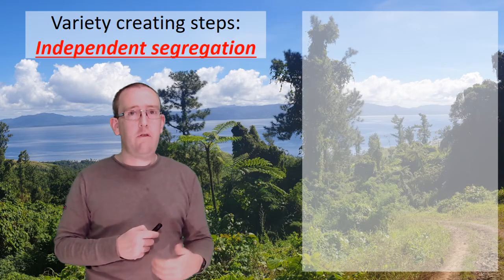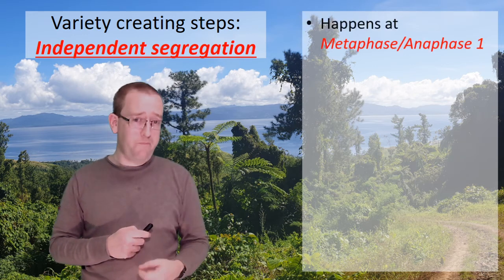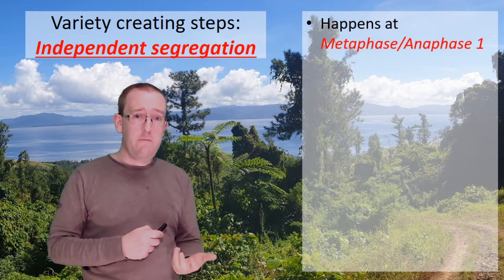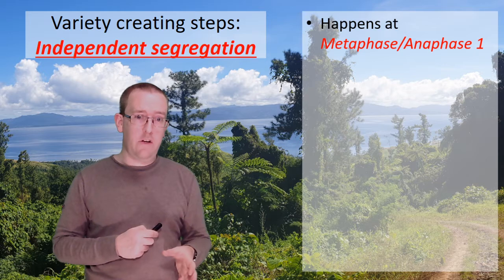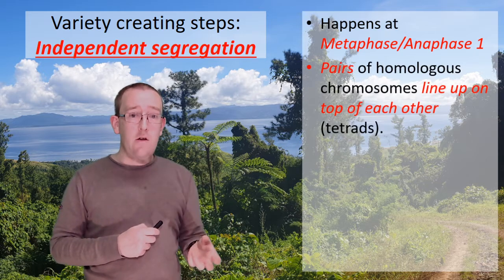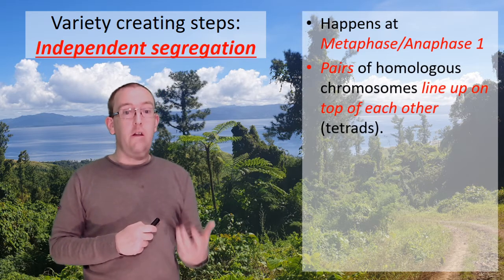So independent segregation is our second variety creating step. It happens at metaphase or anaphase 1, and you've got pairs of homologous chromosomes that line up on top of each other.